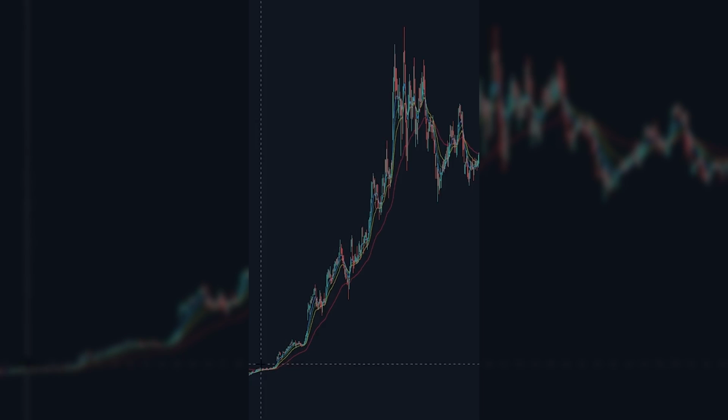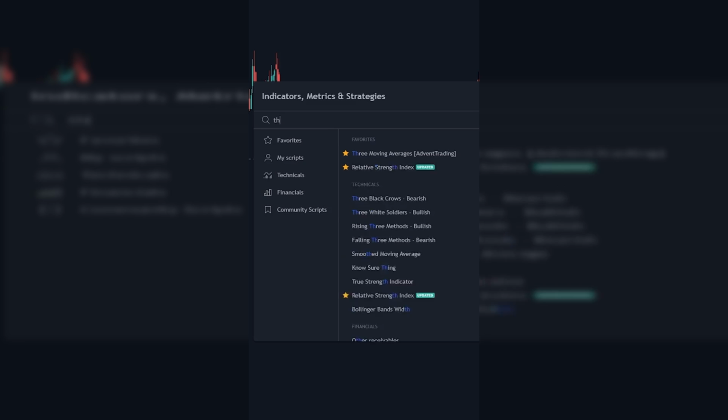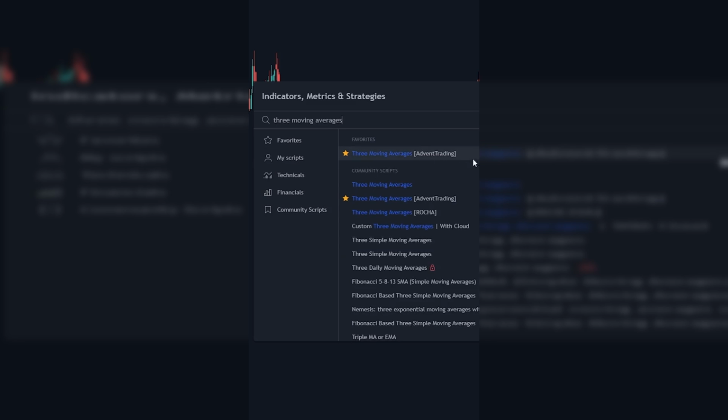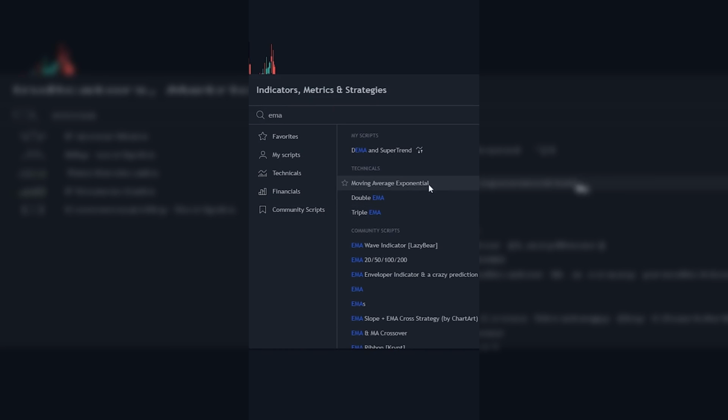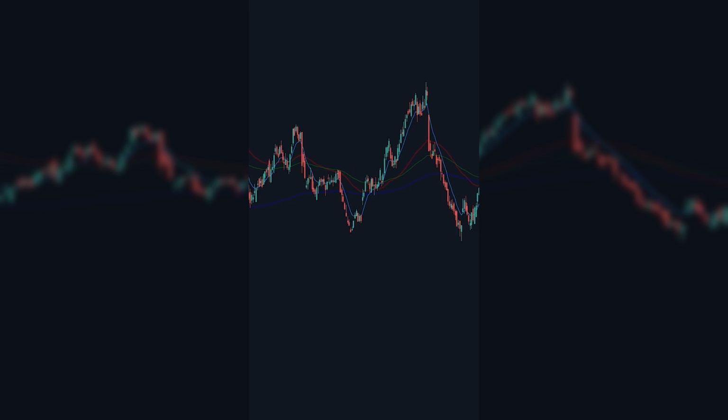That's how I made 1,200% on one single trade using a simple moving average strategy. First, you want to get on TradingView, type in 3 moving averages, and click this one by Advent Trading. Then you want an exponential moving average, so type in EMA and click this one right here. Now that we have the indicators added, let's change the settings a bit.